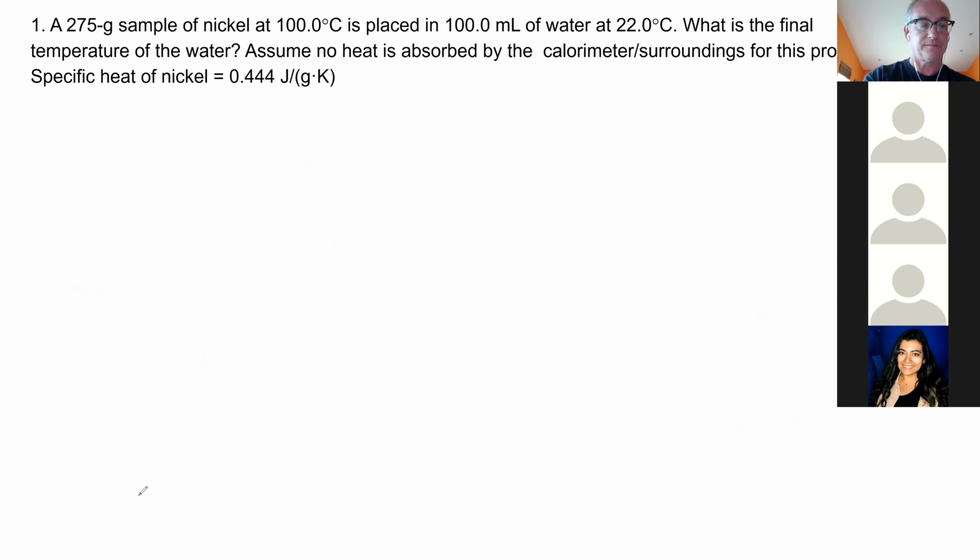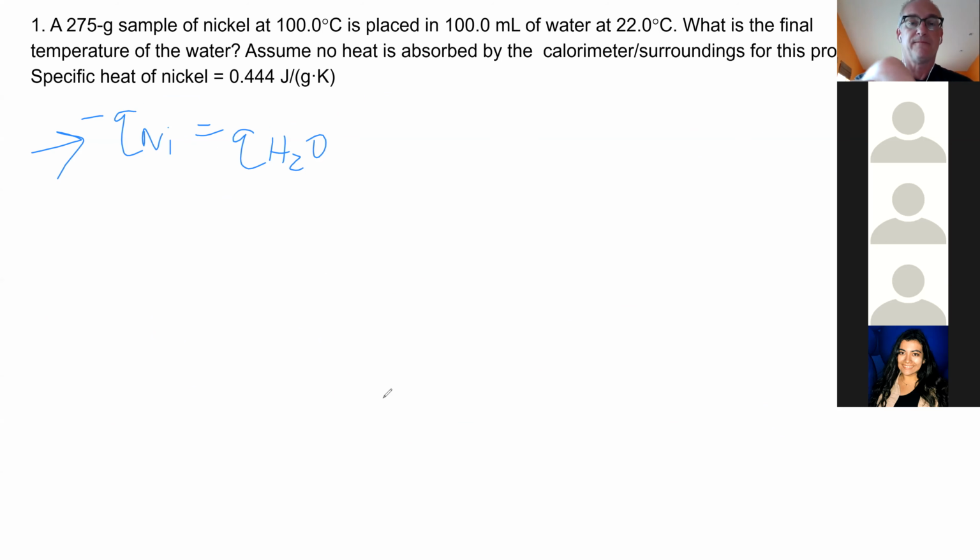Okay, so what we want to do is use the fact that minus Q nickel is going to equal Q water, right? All the heat that's lost by the nickel is going to go into the water. So this is just the basic assumption we make with any calorimetry problem. Then it's just a matter of writing out what minus Q nickel is equal to.